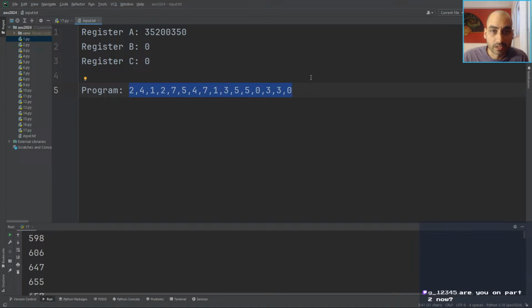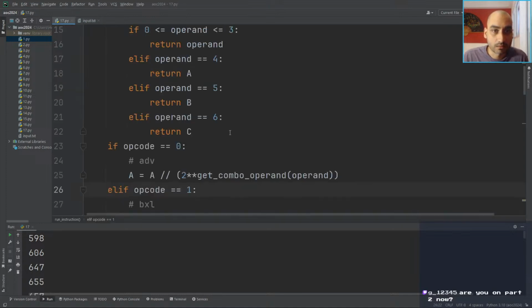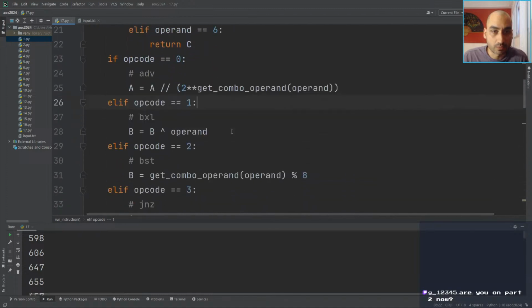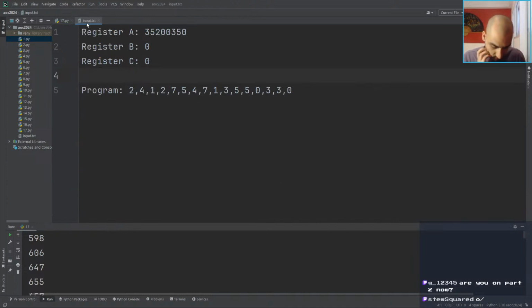Just making some notes here. So if A was 8, 8 divided by 8 is 1, still isn't 0. Okay, so it's until it drops below 8. I see.